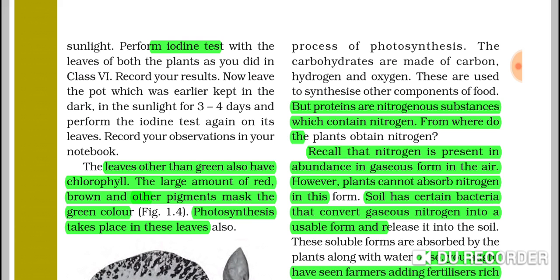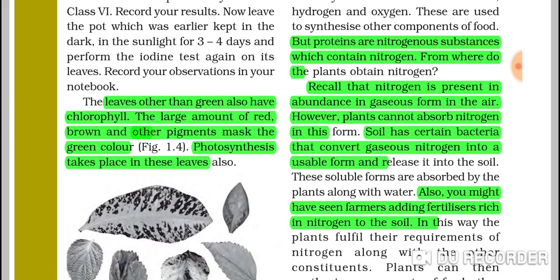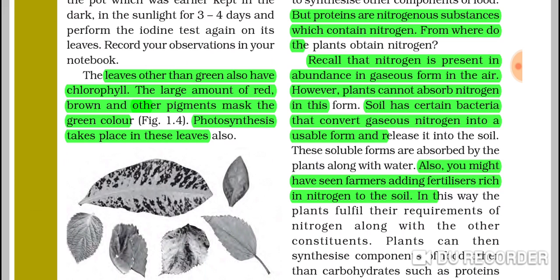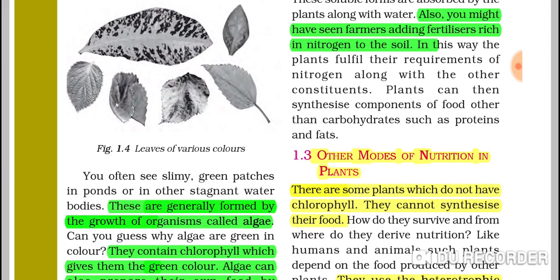This work is done by certain bacteria which convert the nitrogen present in air into a soluble form, and then it is absorbed by the roots. Otherwise, we have also seen that farmers add fertilizers. These fertilizers are added to increase the nutrients in the soil, such as nitrogen, phosphorus and potassium. That's why we add the fertilizer.